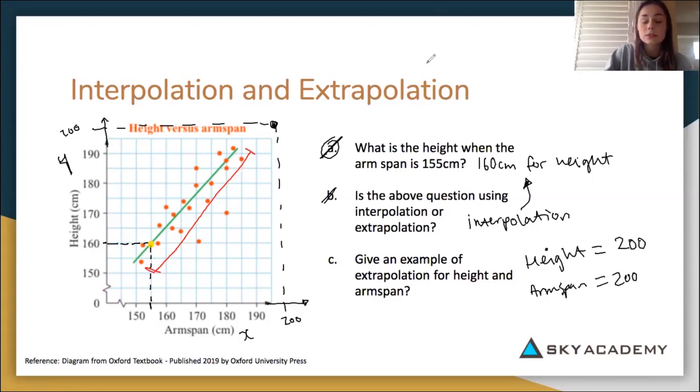So just to recap, interpolation is within, and extrapolation is out.